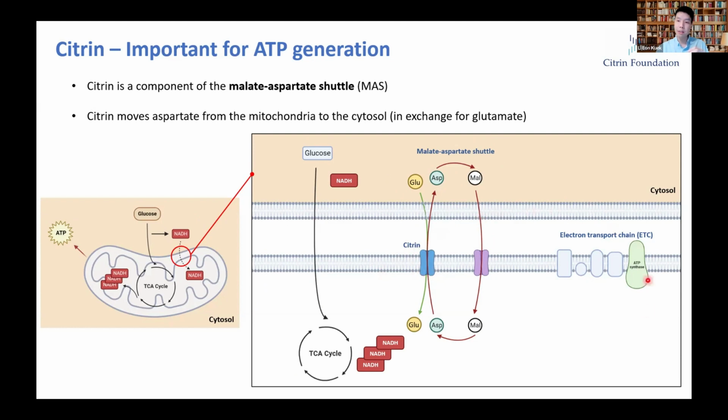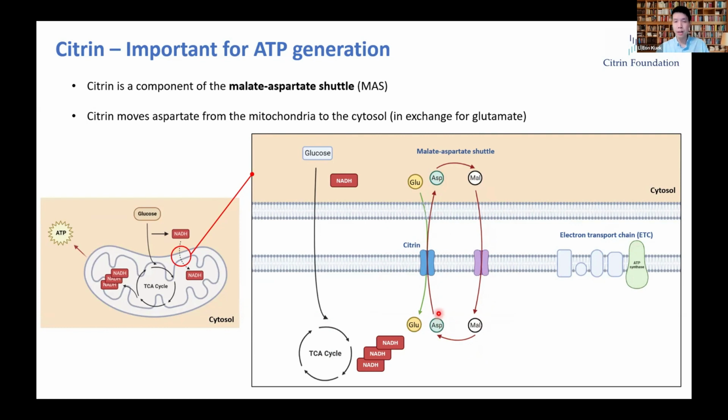So here we have the white portion inside of the mitochondria, and you can see citrin sitting inside the mitochondria. It's a mitochondrial protein. Now, what citrin does in this shuttle system is it takes an amino acid called aspartate from inside the mitochondria, it moves it out into the cytosol, and in exchange for aspartate, it grabs glutamate from the cytosol, brings it into the mitochondria. When aspartate is outside, it's converted into malate, another kind of amino acid. Malate is then taken into the mitochondria. And this cycle goes on in repeat.